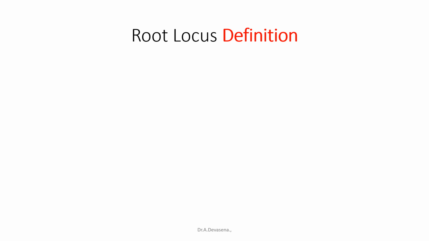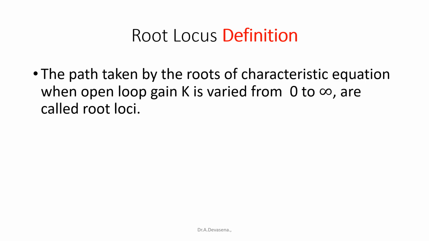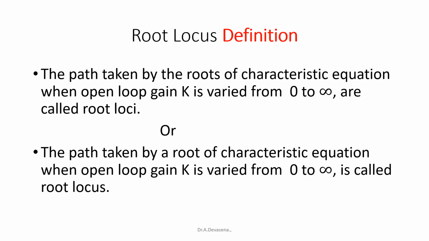Let us see the definition of the root locus. The path taken by the roots of the characteristic equation when the open loop gain K is varied from 0 to infinity is called the root locus, or root loci.